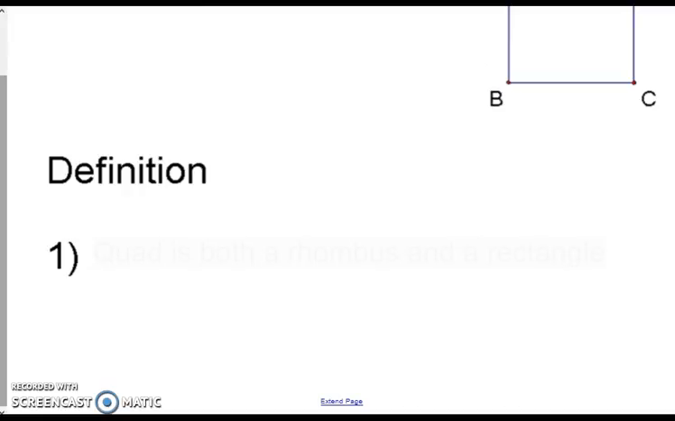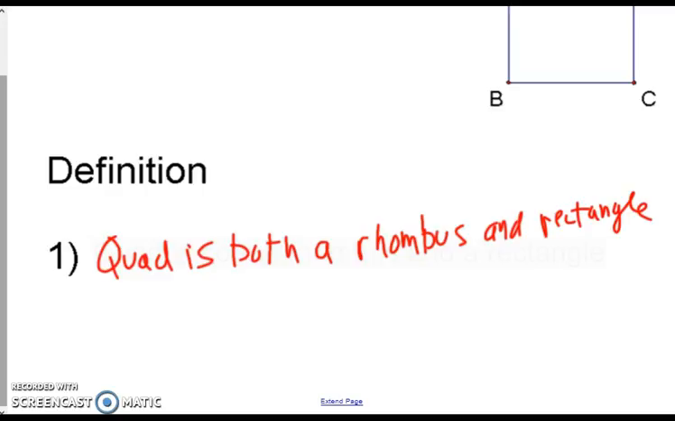Proving a shape is a square is actually not bad at all. You just have to show that it's a rhombus and a rectangle. And that's just based on our definition of what a square is. A square is just a rhombus and a rectangle. It's a romtangle.